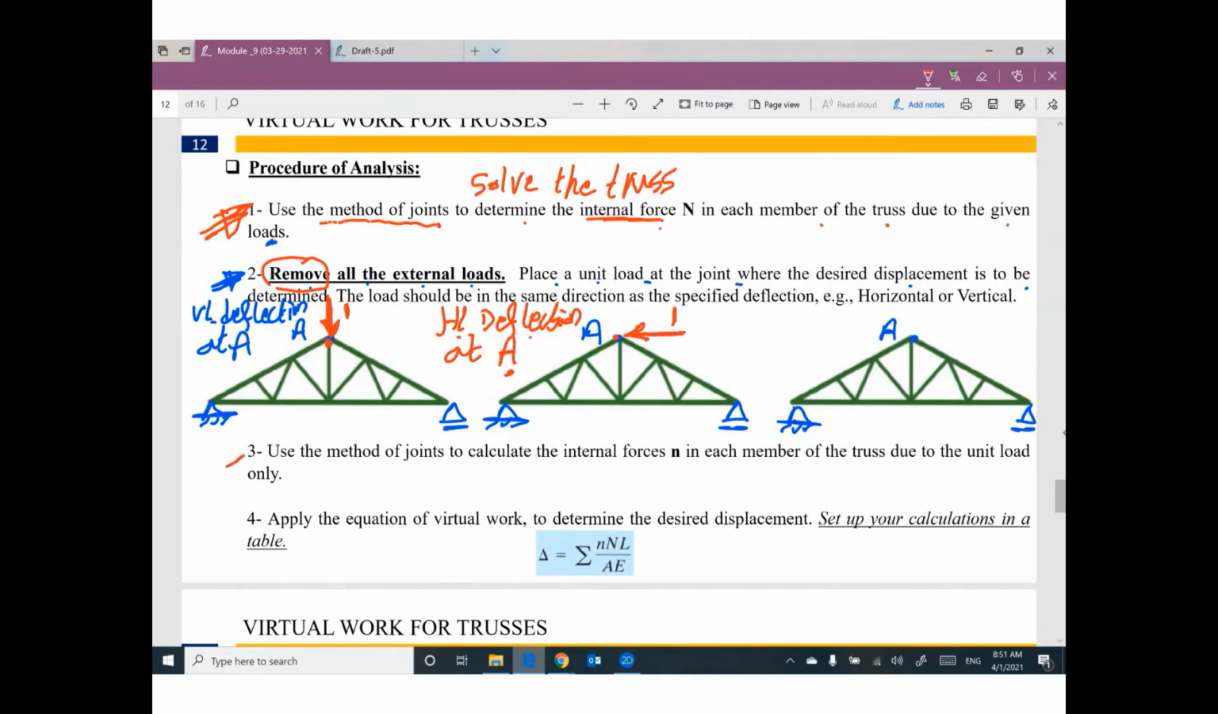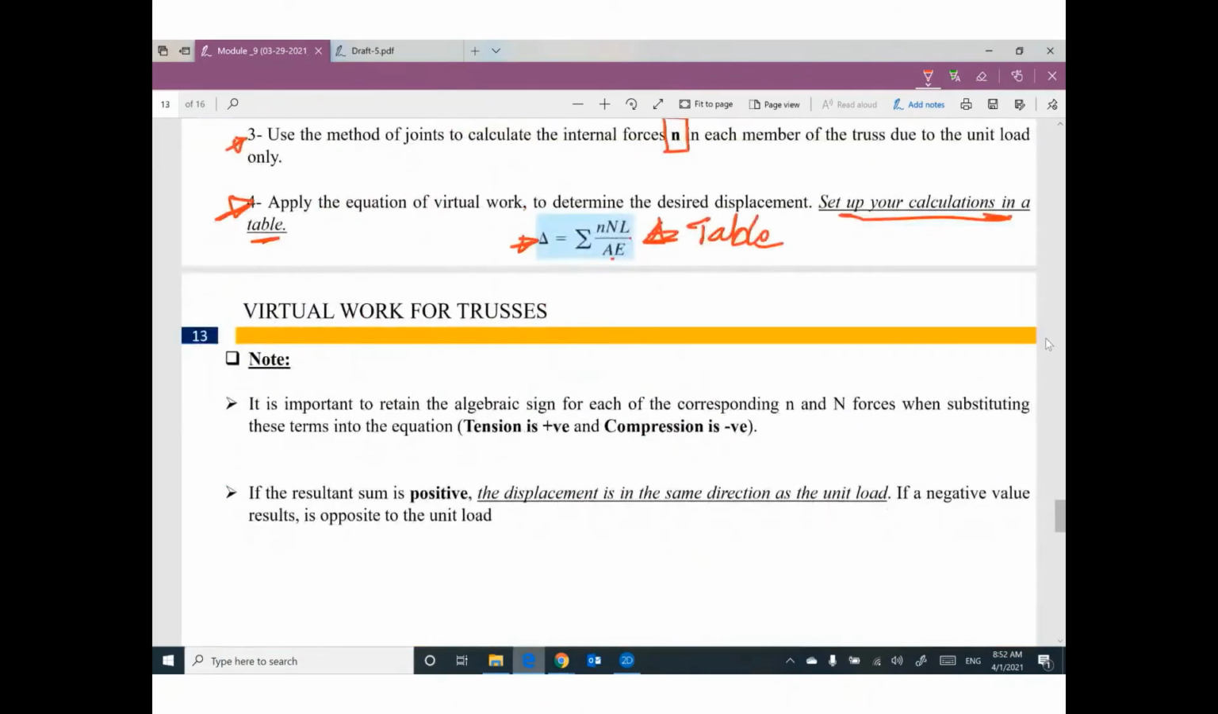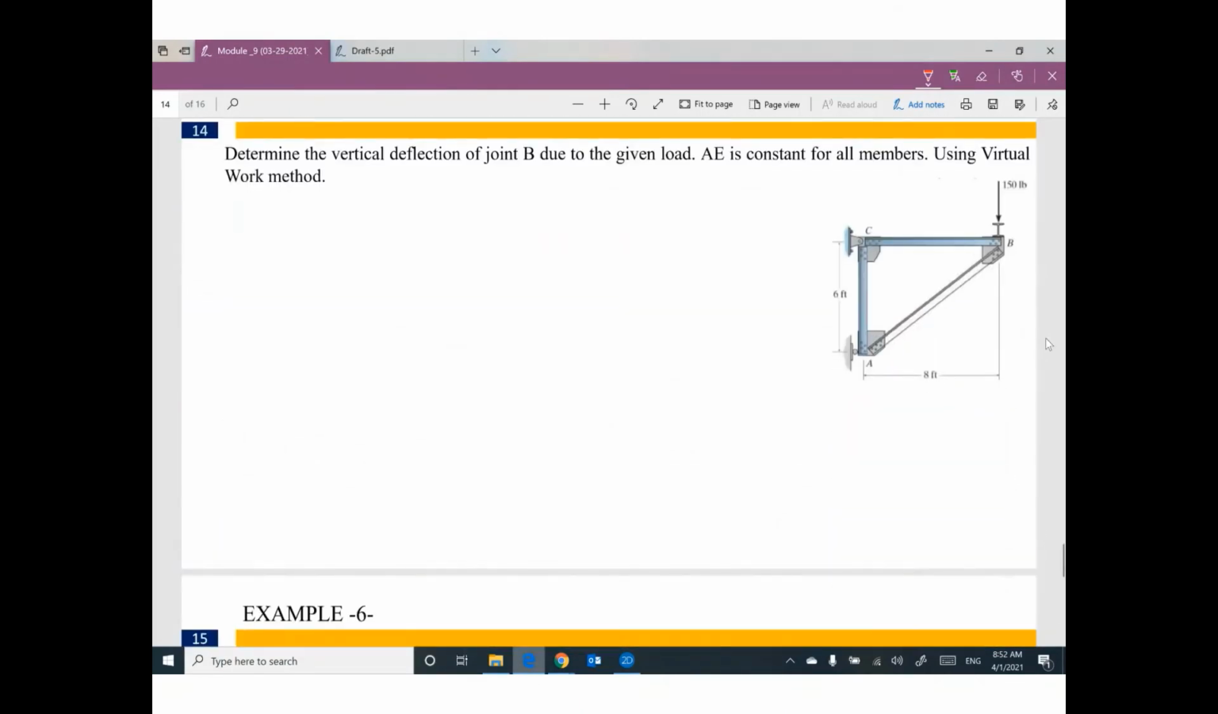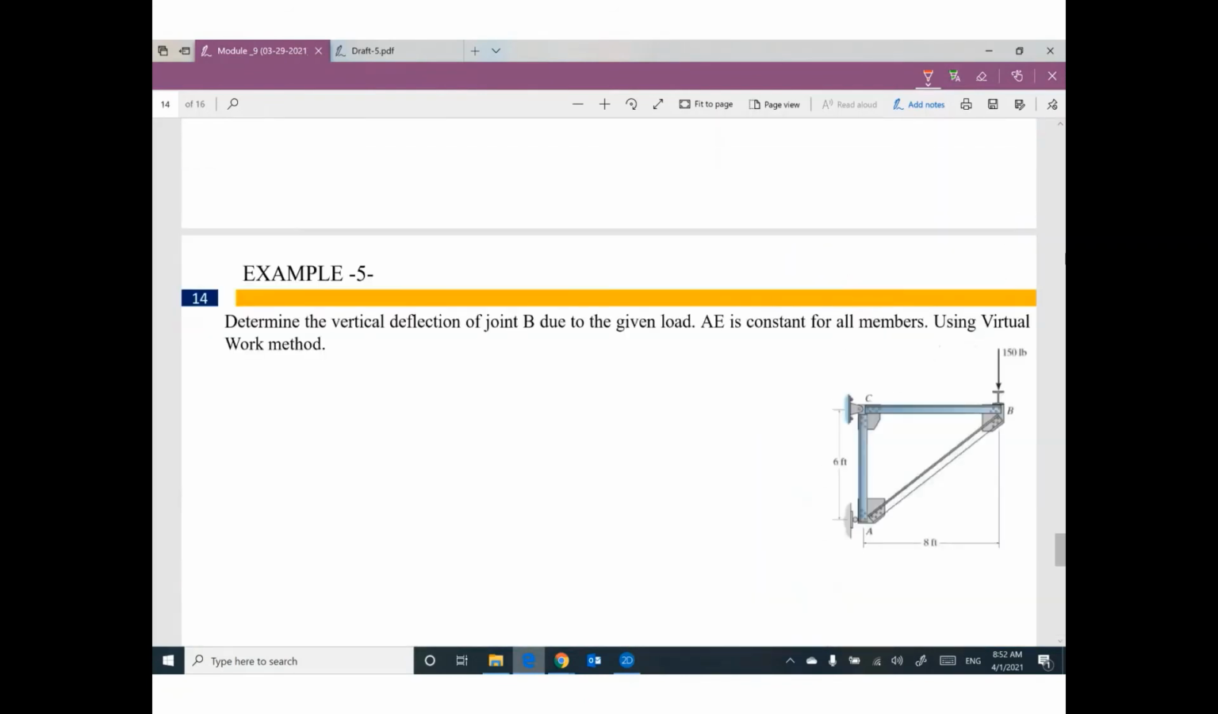The third step, I will solve the truss one more time, but due to the unit load. And these internal forces in the truss will be small n. The final step, your deflection, horizontal or vertical, whatever, equals summation n times L over EA. And this calculation will be done in a table. You need to set up your calculation in a table. Let me do an example, and I will continue next meeting.